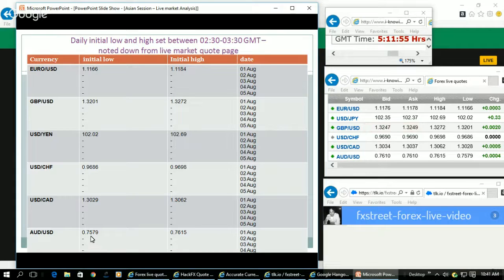Then Australian dollar, 75.79 is the low, 76.15 is the high. They have not breached the low or the high. So in all the currencies, we have seen that they have not breached the low or the high, excepting Canadian dollar, wherein they have breached the low by 1 pip and come above the initial low and are holding it. So no significant move is seen at the moment, but they are expected to slowly make the moves in the market. It appears very sluggish.